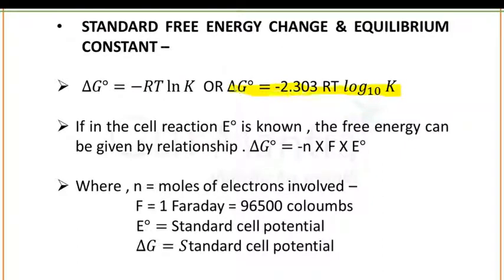What is delta G naught? Delta G naught is your standard Gibbs free energy and K is your equilibrium constant. You can easily solve the questions from this formula.